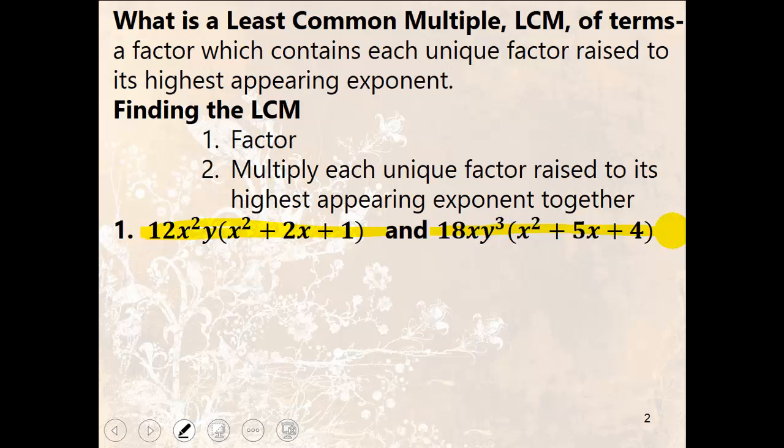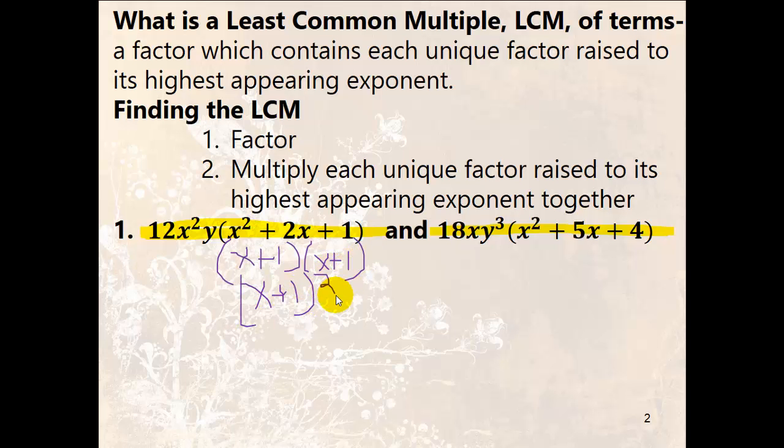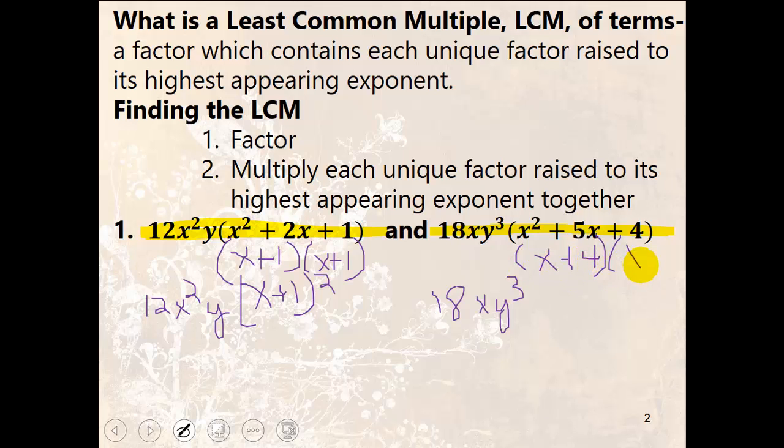All right, so let's start by factoring the trinomials here. So this becomes x plus 1 times x plus 1. So that's x plus 1 squared. And then we still have the 12x squared y and the 18xy cubed. This trinomial over here is x plus 4, x plus 1. They're not the same, so we can't raise them to a power, so we're just going to write them down on the same line so our eyes are comparing on the same level.